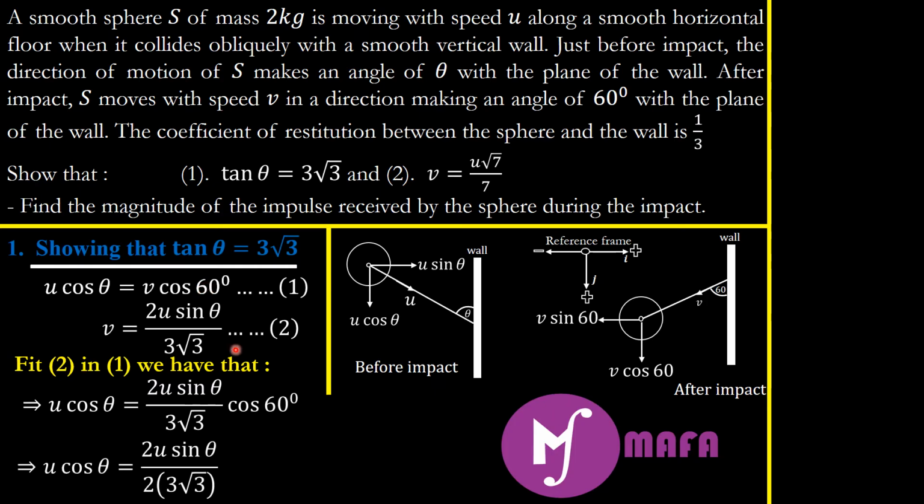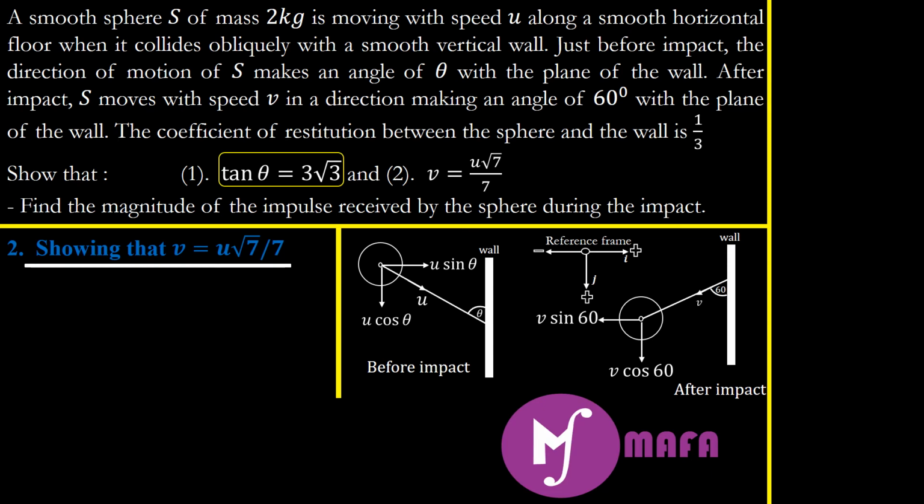But we know that cos 60 is half, so here is the 2 in the denominator. The 2 in the denominator cancels with the 2 in the numerator. The u on the left hand side cancels with the u on the right hand side. We can divide both sides by cos theta, and then we multiply both sides by 3 root 3. In fact, this is just simplification. So simplifying, we get to the proof. Tan theta is equal to 3 times the square root of 3.